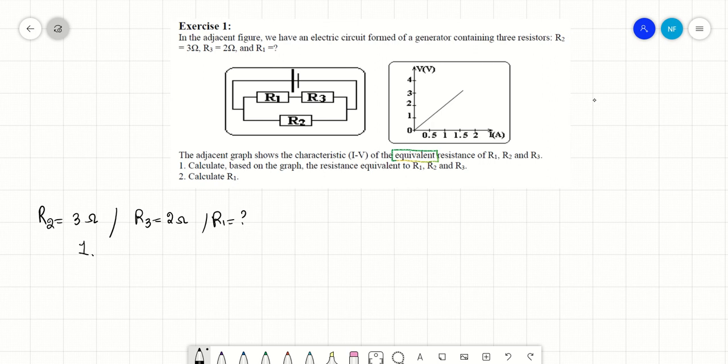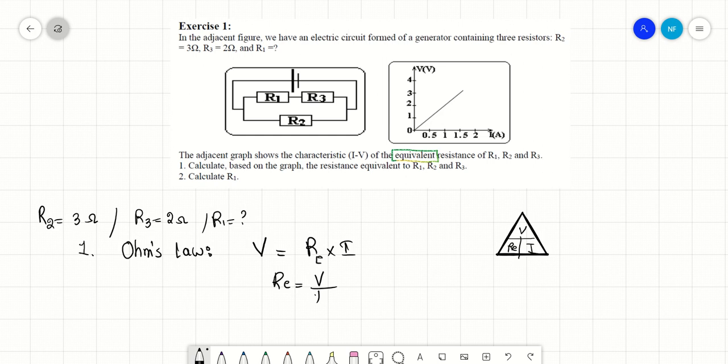It's Ohm's law. So I have to write Ohm's law, or apply Ohm's law. It states that V equals R times I. Once I'm speaking about R equivalent, I have to write a small e. So according to the pyramid that we already know, we have V in the upper side and we have RE and I. So RE will be equal to V over I.